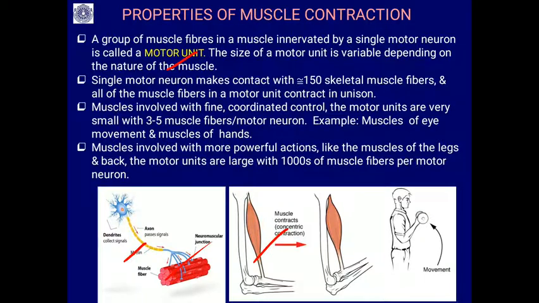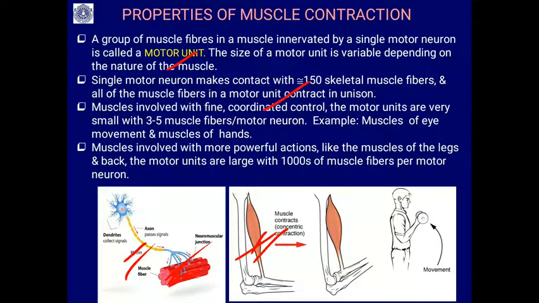For example, this is in the bicep. The bicep is innervated by a single motor neuron. All the muscle fibers in this bundle get a branch from this motor neuron. A single motor neuron makes contact with around 150 skeletal muscle fibers, and all of these muscle fibers in the motor unit contract in unison. As per the stimulation, all these muscle fibers in the muscle bundle contract at a time in unison. This is what you can see, the motor unit.